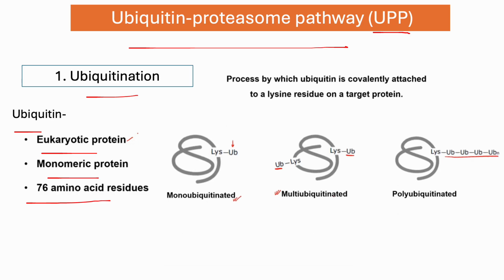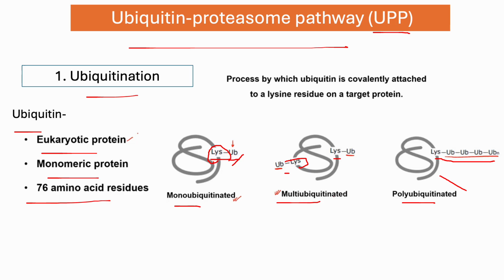Let's see how ubiquitin attaches to the target protein. Ubiquitin attaches to the lysine of the target protein. So bear in mind that ubiquitin always attaches to the lysine residue of the target protein, and it can occur as monoubiquitination, and multi-ubiquitination also occurs if it attaches at different lysine sites in the target protein. Polyubiquitination is very common, especially when the cell needs to degrade this target.